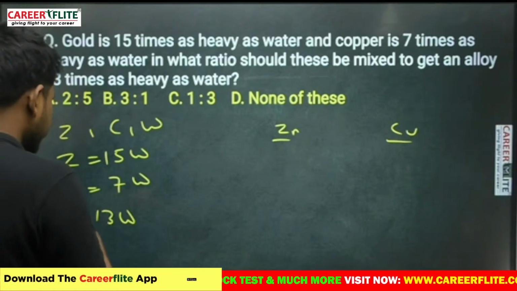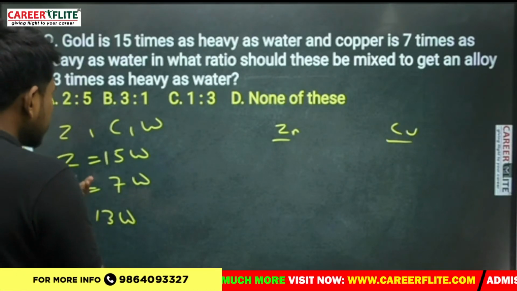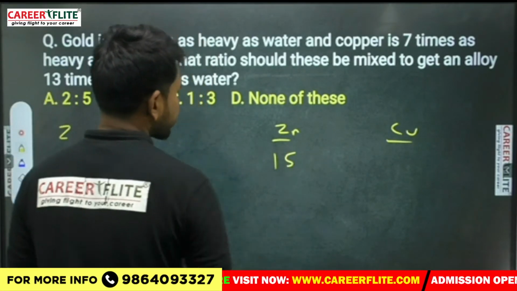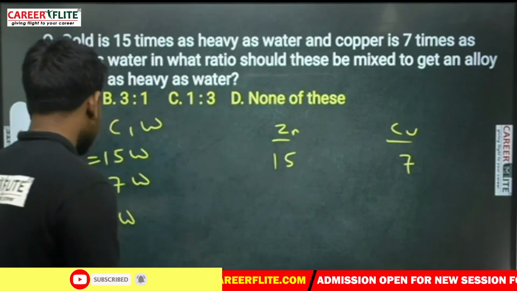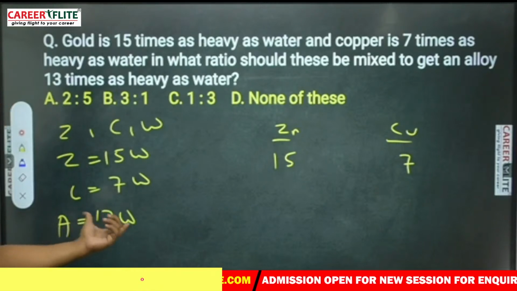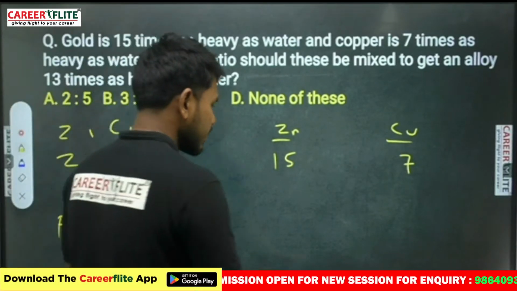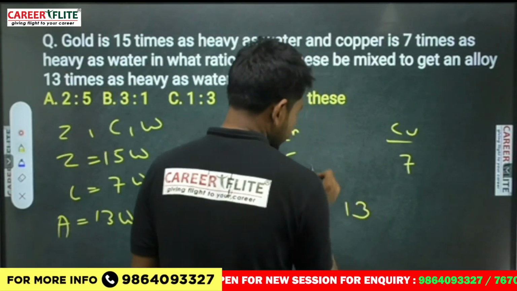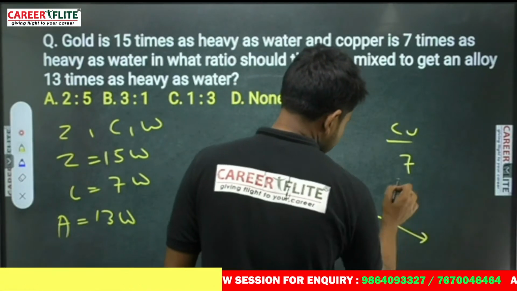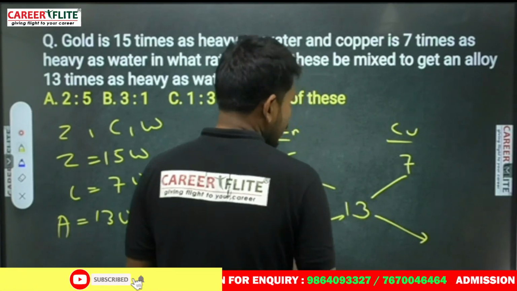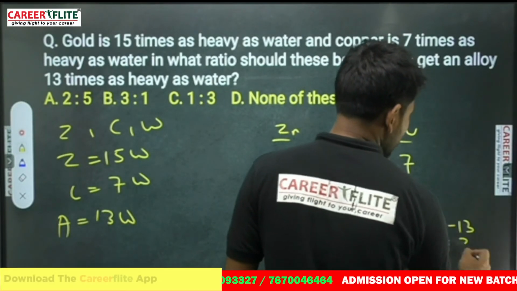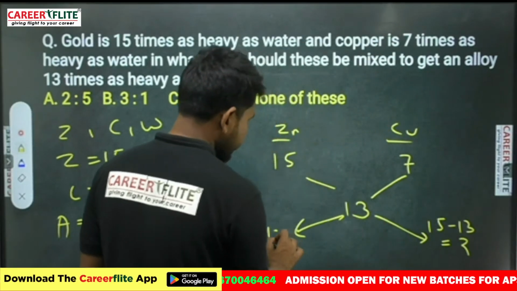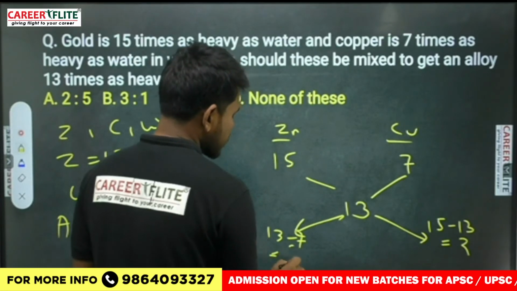Now, zinc is 15 and copper is 17. And what is the total weight of the alloy? 13 times the water. This will be in the middle. So you see what we'll do. We'll subtract 15 minus 13. How much will you get? 2. We'll subtract 13 minus 17, ignoring the sign, how much will you get? 4.